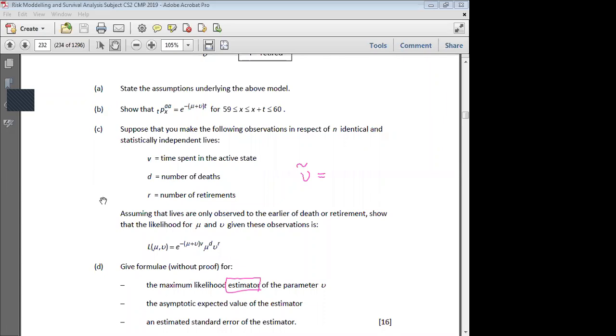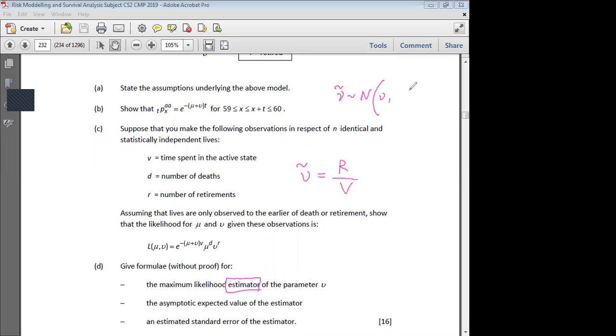How will you determine that rate if you know the number of people who retire and if you know the time that people generally spend in total in the active state? Is it R by V? Yeah, it is R by V. So it will be R by V, right? Because the number of people who retire and the time that you spent being in the active state. So this proportion will denote the rate at which people are retiring. Simple, right?